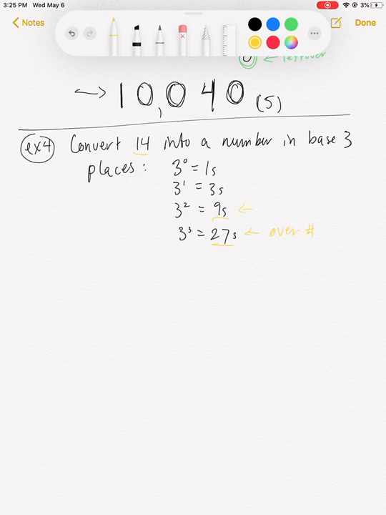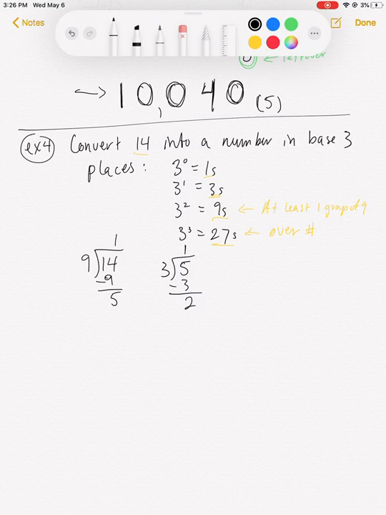Okay, so we have at least one group of 9 in this. So let's go ahead and check how many we have. So we take our 14, divide by 9. There's 1 there. 14 minus 9 is equal to 5. So I have 5 left to distribute among the rest of the places. We have the 3s and then the leftovers. Okay, so the next place down is 3. So we're going to do 5 divided by 3. So we subtract our 3 there. 5 minus 3 is 2.